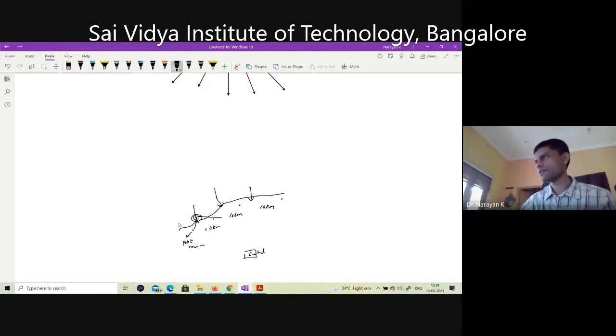Similarly, if there is another aircraft which is coming here, I will know the distance from here to here, here to here. So the entire area is covered by these kind of antennas, which are acting as point sources, placed very close to each other.